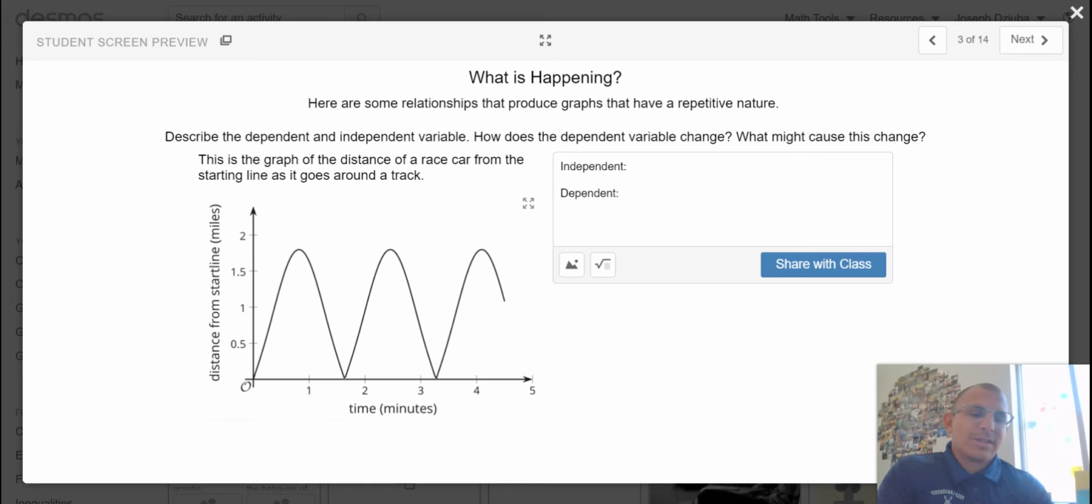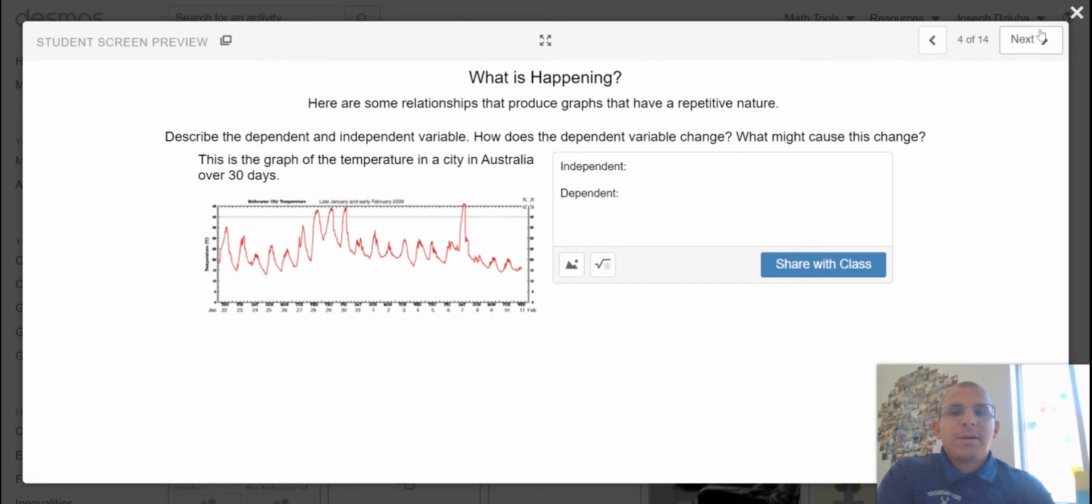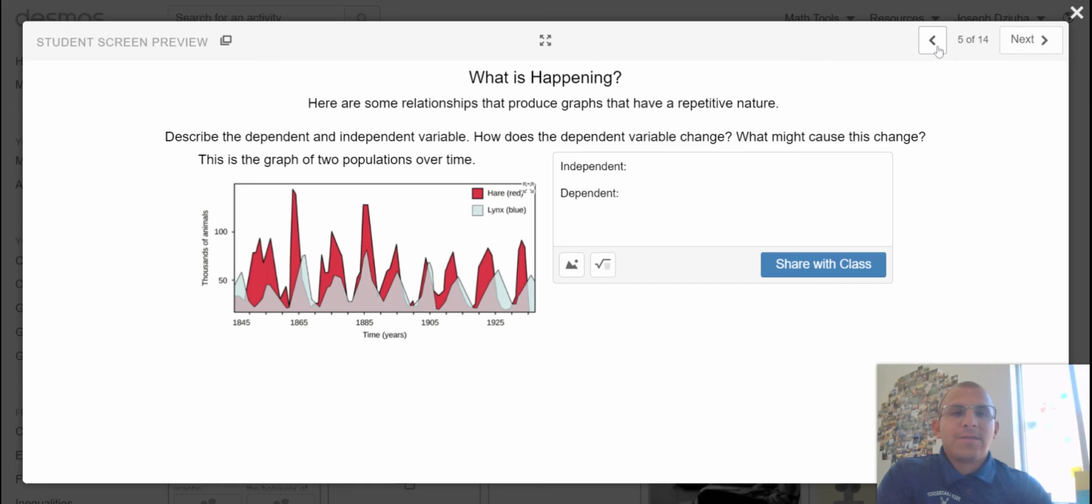And in this case, and I was going to say it earlier in this video, this is the graph of the distance of a race car from the starting line as it goes around the track. I was going to say a person, but then I realized a person can't run 2 miles in 1 minute. So I'm glad that they cleared up my error. But once again, describe what is happening now in context here. How does the dependent variable change? So how is the distance from the start line changing, and what might cause this change? And we're going to repeat that attempt on slides 4 and 5.